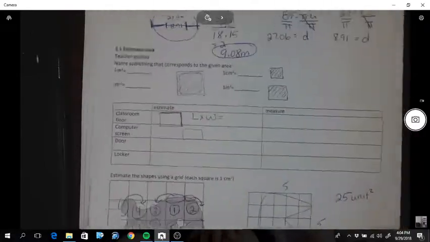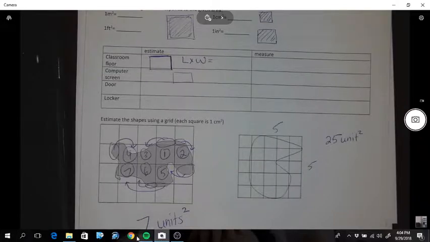Okay, and that is all for 4.1 estimating area.